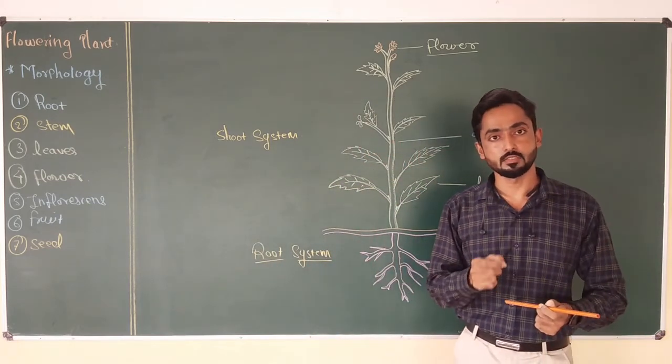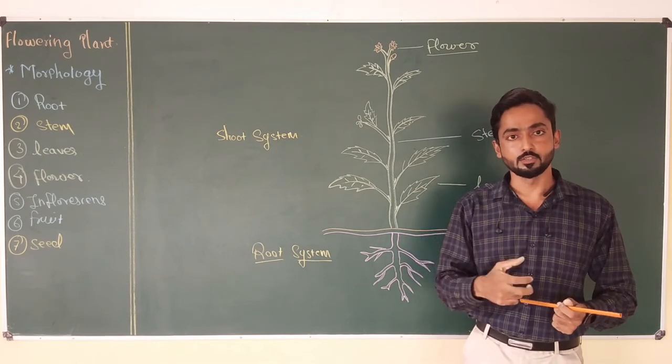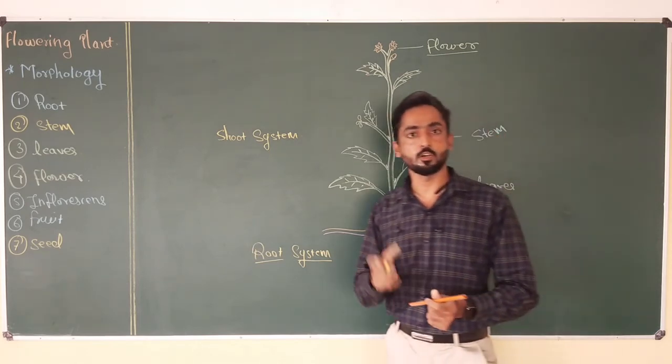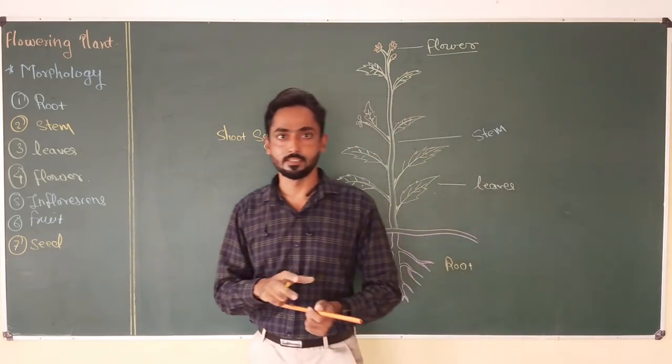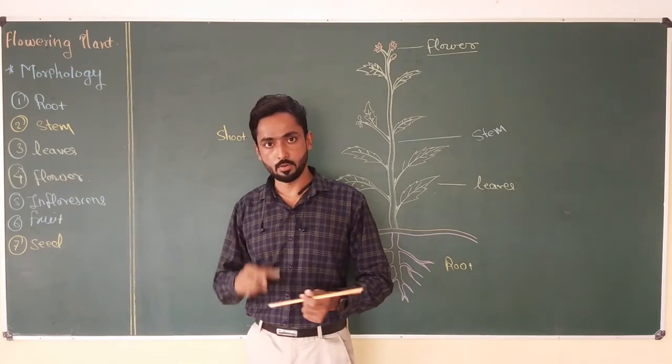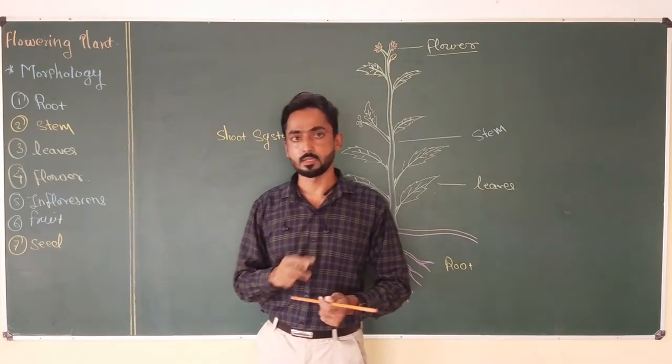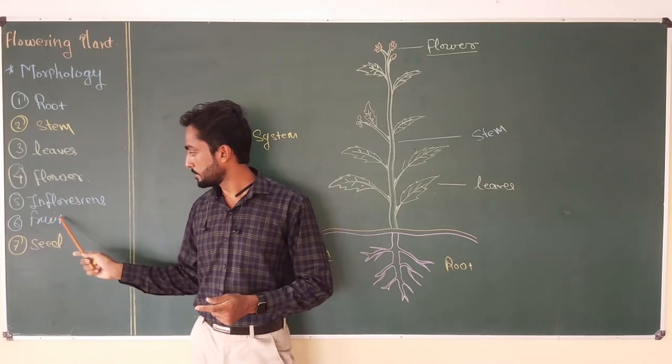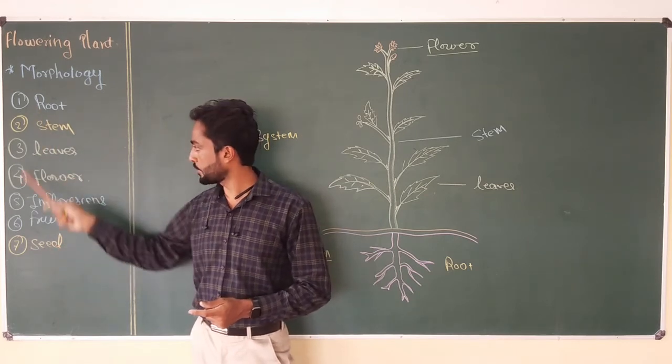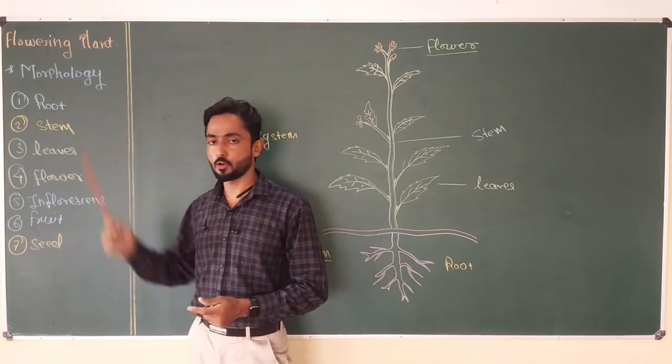Then venation, meaning the arrangement of veins in the leaves, and phyllotaxy, that is the arrangement of leaves on the main axis. Then flower, structure of flower, different parts of the flower and different types of flowers, inflorescence, fruit and seed. So these 7 points I am going to cover in the morphology section.